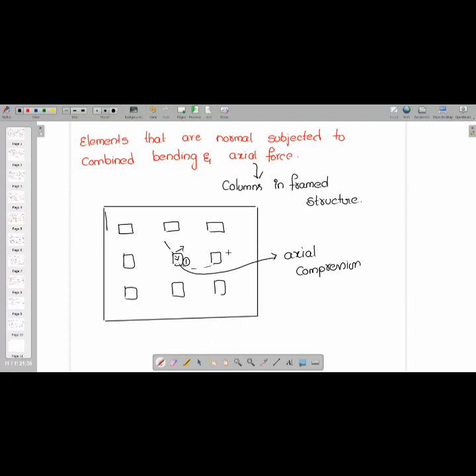If you see columns 2, 3, 4 and 5, these will be subjected to compression plus uniaxial moment. If you take columns 6, 7, 8, 9, they will be subjected to axial compression plus biaxial moment. Agree or not, students? Is it clear, sir? Movement in both directions.